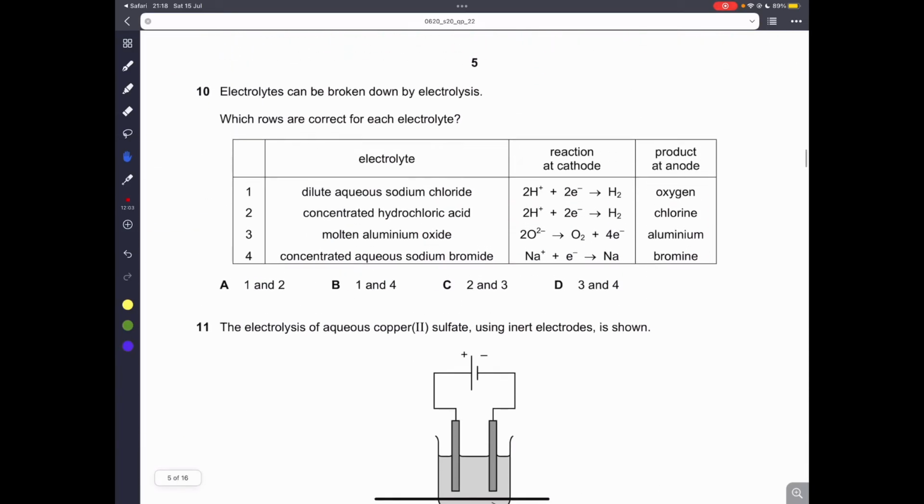Okay, moving on to question number 10. Electrolytes can be broken down by electrolysis. Which rules are correct for each electrolyte? Okay, remember electrolysis, one thing very important, cation will go to cathode, anion will always go to anode.